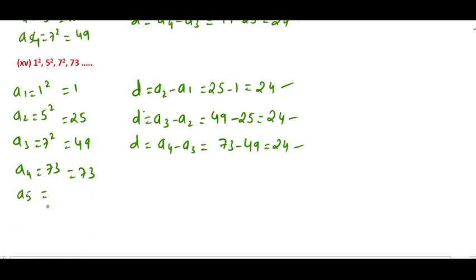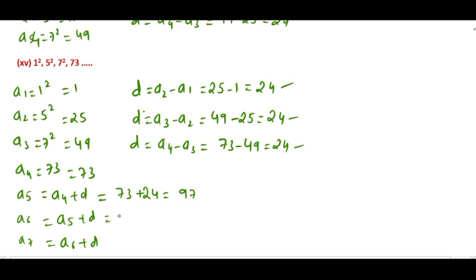What are those? a5, a6 and a7. How can I write a5? a4 plus d. How can I write a6? a5 plus d. How can I write a7? a6 plus d. See, what is a4 here? 73. And what is d here? 24. This is 97. And this a5 is 97 and 24, this is 121. And what is a7? a6 plus d. What is a6 here? 121 plus 24. This is 145.